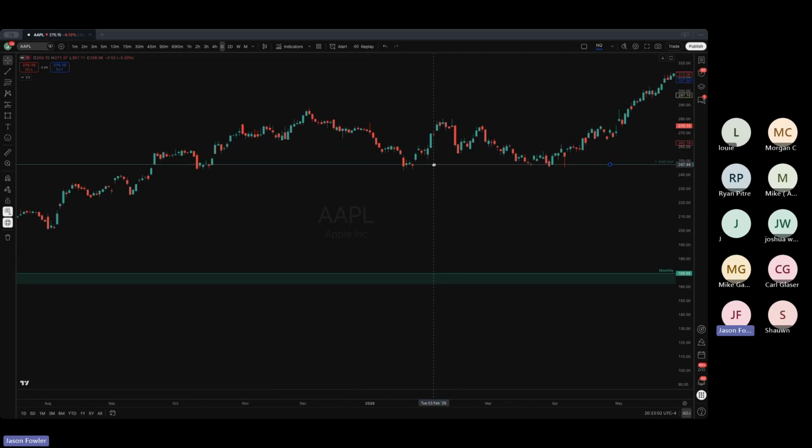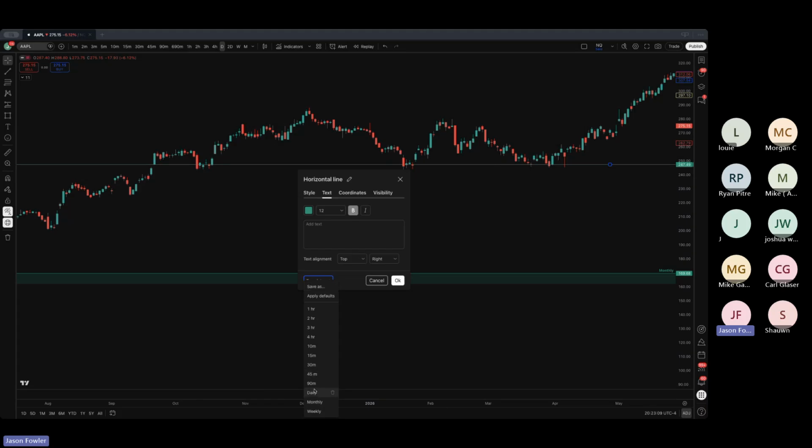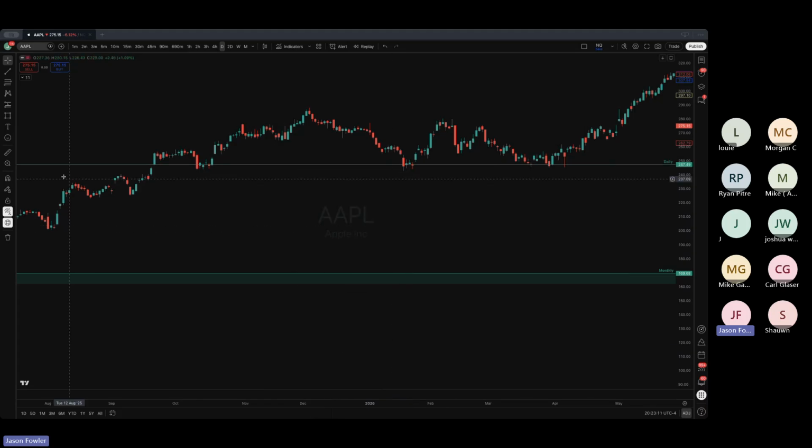So we have daily right here. And this is another example of a drop base rally, okay? I just wanted to show you how you would work off of starting higher up, because that's where you ideally want to start.